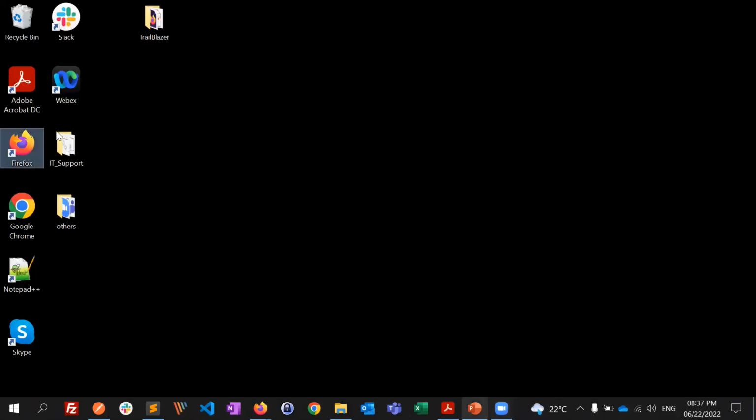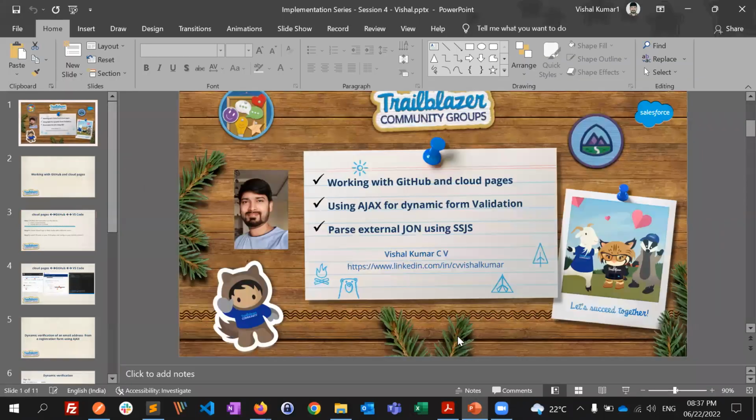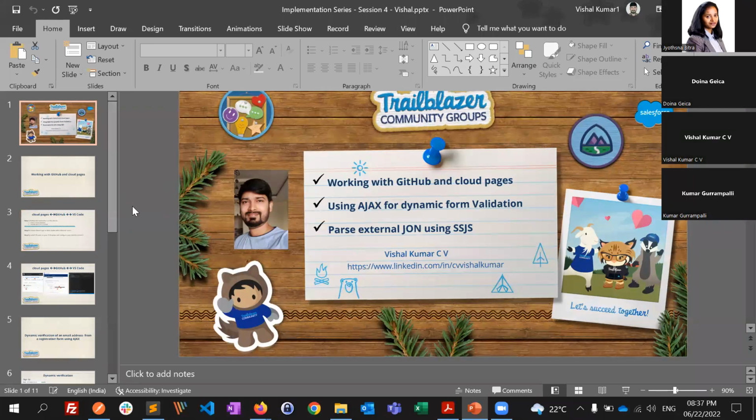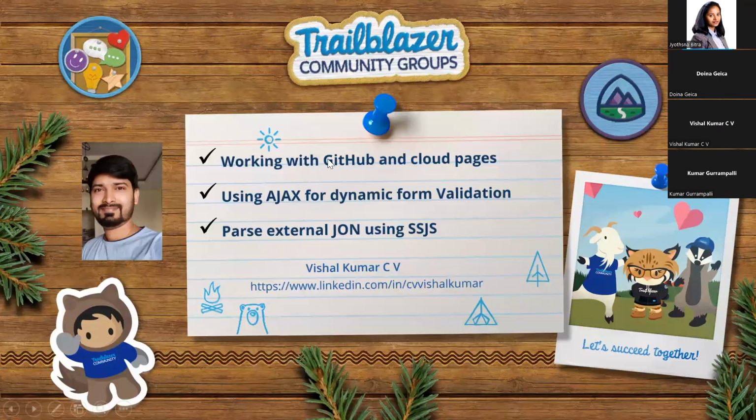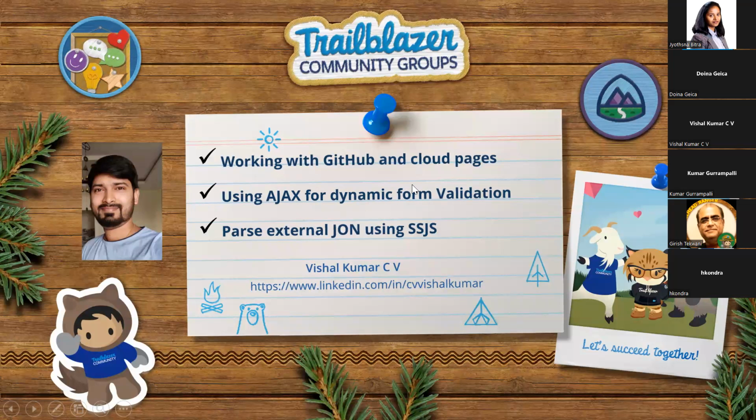So first, I will go through the presentation and give the high-level glimpses of what we are going to cover today. Then we can directly jump into the practical sessions. Okay, so I will switch to presentation mode. As JB told, we are going to cover these 3 topics today: working with GitHub and cloud pages, using Ajax for dynamic form validation, and parsing external JSON using SSJS.